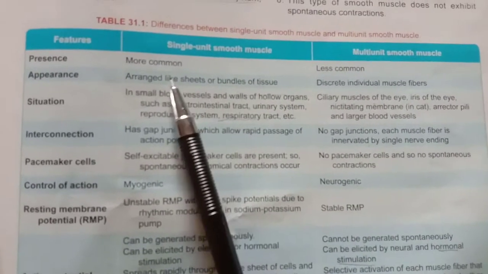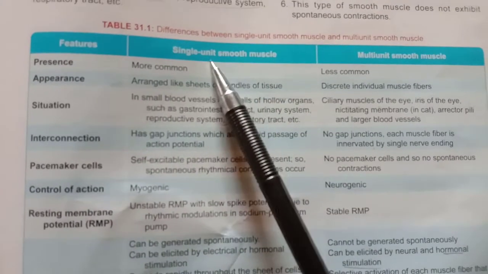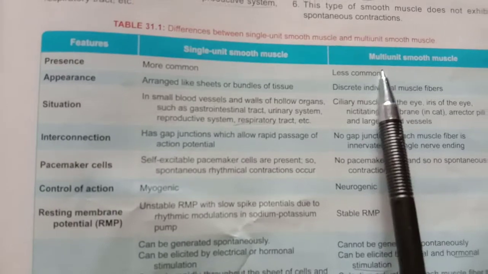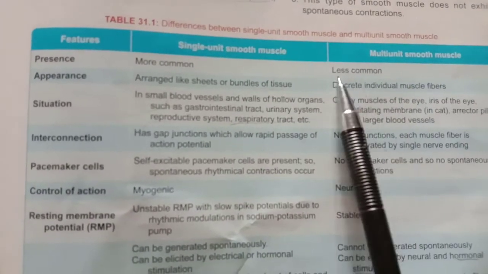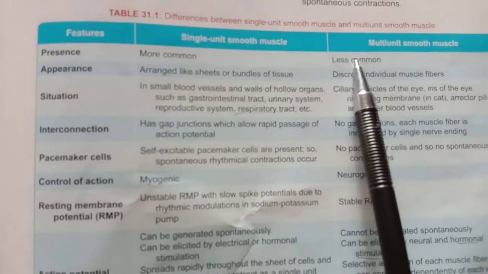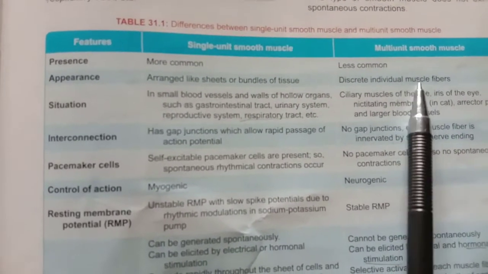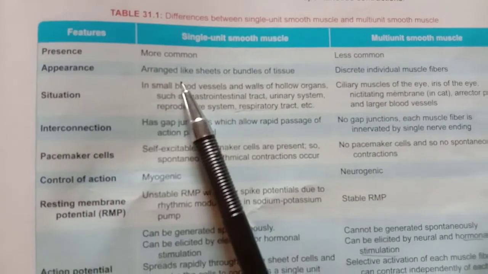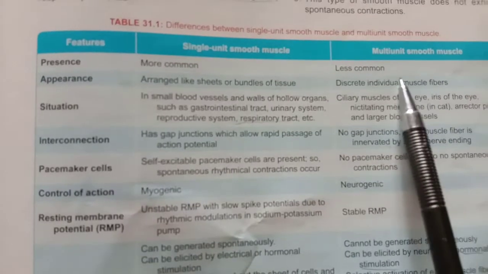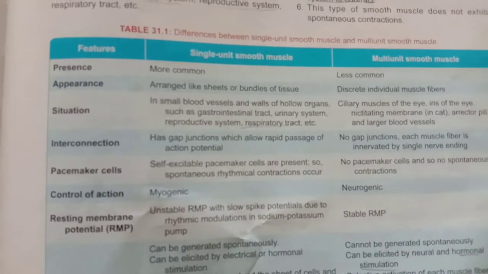So we can see the presence. As I said, single unit smooth muscles are very common, more common, and multi unit smooth muscle less. They are present rarely in our body, like the iris. There are some other examples, which I will tell you later. Appearance: single unit is arranged like sheets or bundles of tissue, while multi unit has discrete individual muscle fibers. I will show you the diagram of it.